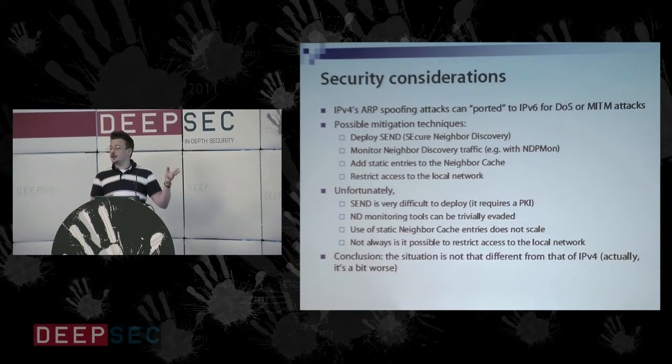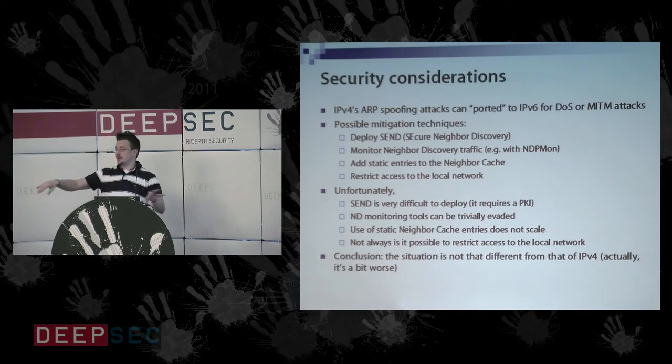The only thing to consider here is that there are some implementations in which, even if you add static entries, they don't care about that and they still use neighbor discovery. So you should keep that in mind. And finally, there's restricting access to the local network, which is a general thing and not just for neighbor discovery. To the extent that it's possible, if you can partition the network into many networks, that basically restricts the number of systems that an attacker can attack.